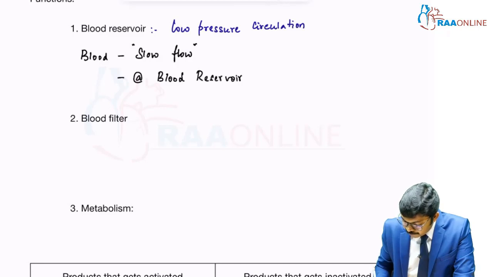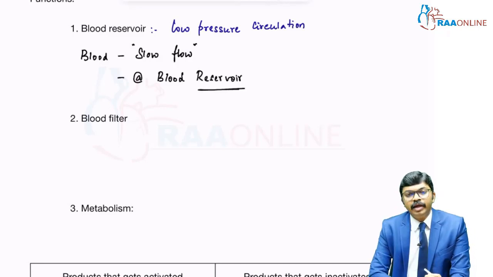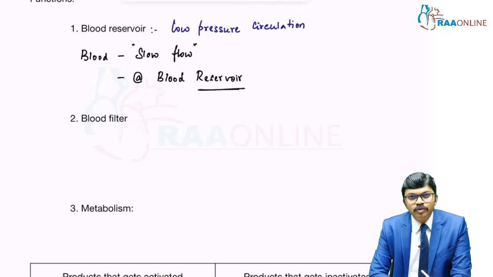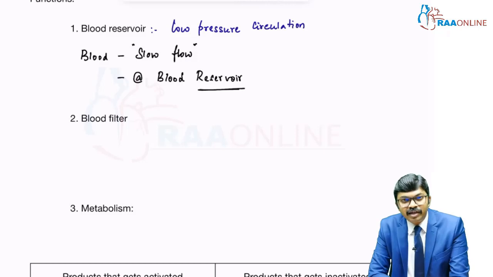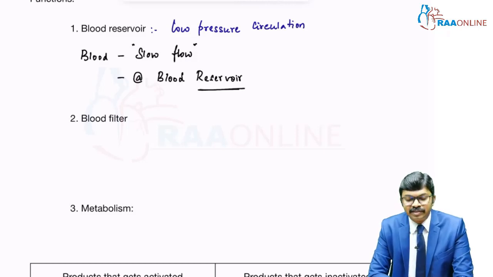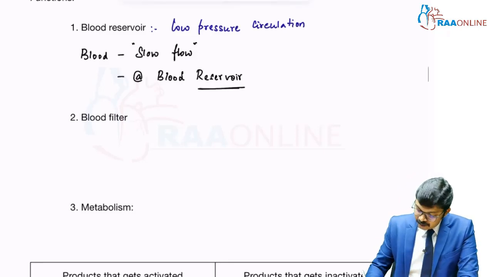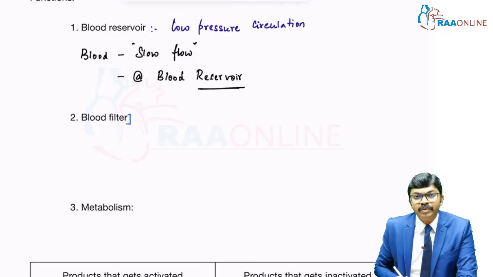So everywhere, not only in lungs, doctors, everywhere when you come across a slow sluggish flow of blood, consider that segment or that region as a place where the body keeps the blood and takes the blood in case of increased demand or increased necessity. Alright, number one. Number two, pulmonary circulation acts as a blood filter.